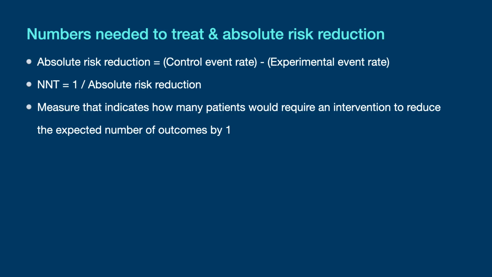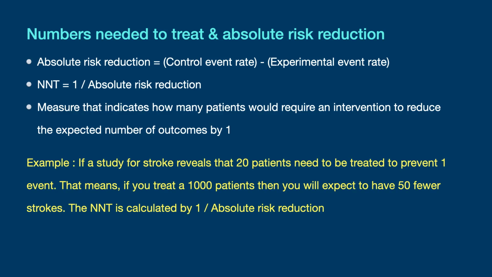Example, if a study for stroke reveals that 20 patients need to be treated to prevent one event, that means if you treat 1,000 patients, then you will expect to have 50 fewer strokes. The number needed to treat is calculated by 1 divided by absolute risk reduction.